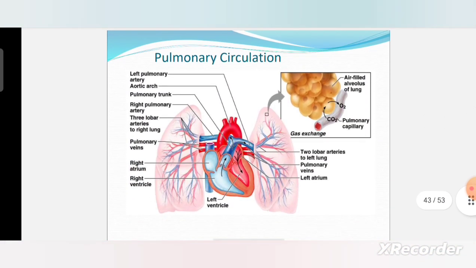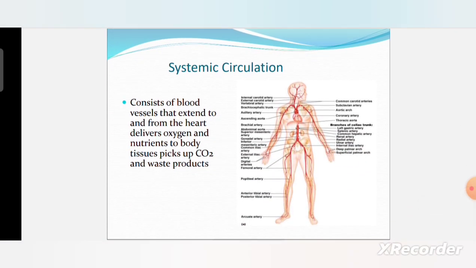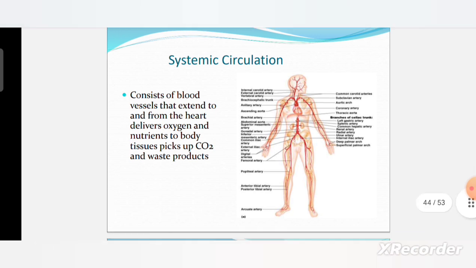Next, this figure shows the pulmonary circulation, that is from the right ventricle by pulmonary artery, deoxygenated blood is carried to lungs for oxygenation. Next is systemic circulation. It consists of blood vessels that extend to and from the heart, deliver oxygen and nutrients to body tissue, pick up CO2 and waste products.